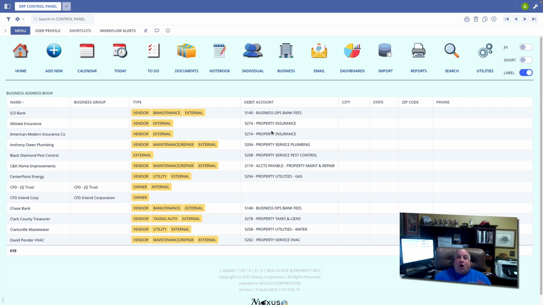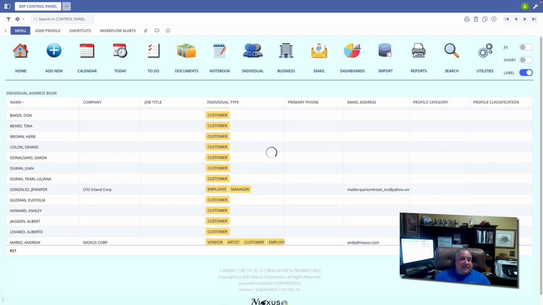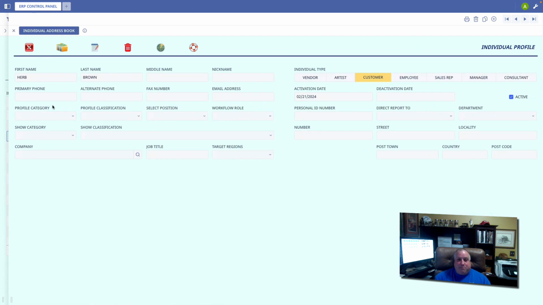Either way, our individual tenants and our corporate tenants are all set up in our address book. The address book is accessed off the office menu in the individual and business modules. And this is where we can set up basic information like name, contact and employment information, activation and deactivation date, as well as categories, classifications, emails, and phone numbers.